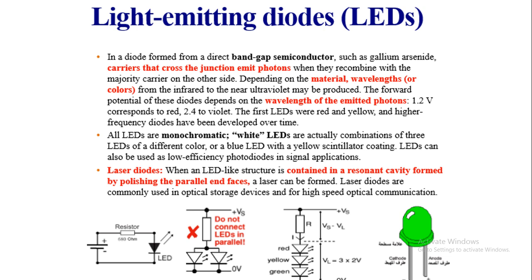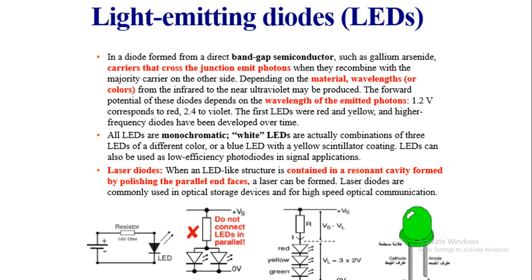In a diode formed from a direct band gap semiconductor such as gallium arsenide, carriers that cross the junction emit photons when they combine with the majority carrier on the other side. Depending on the material, wavelengths or colors from the infrared to near ultraviolet may be produced.